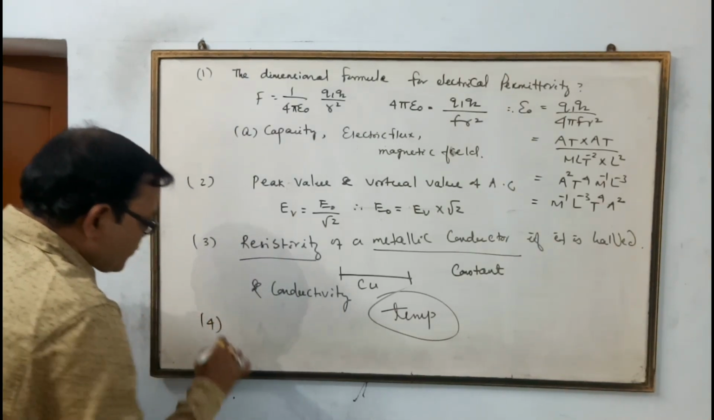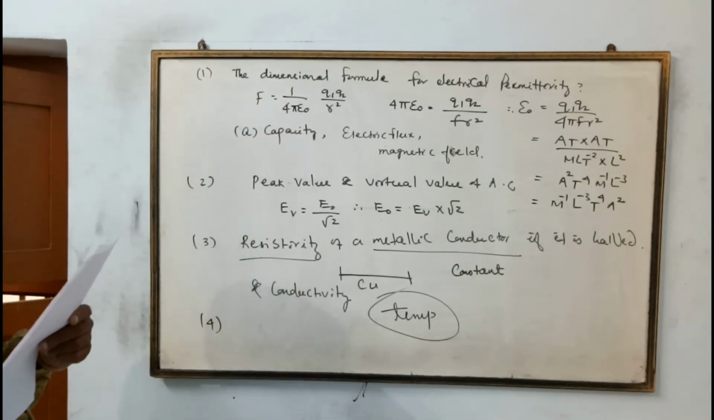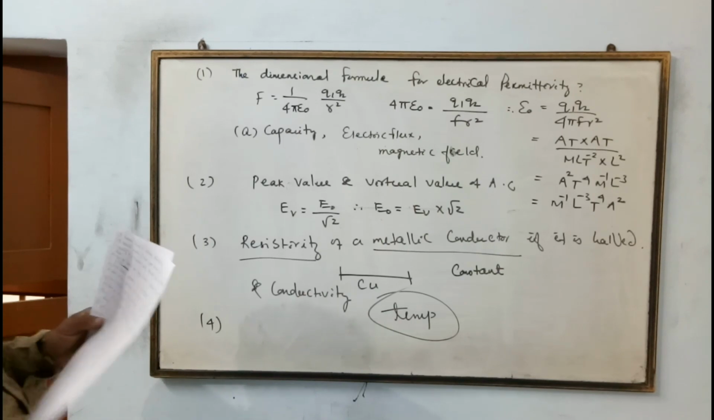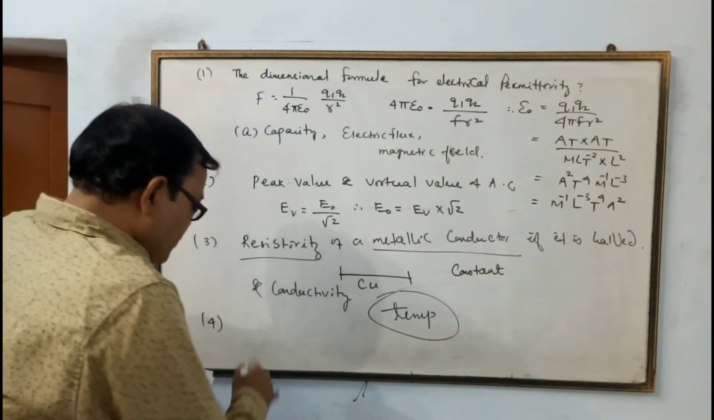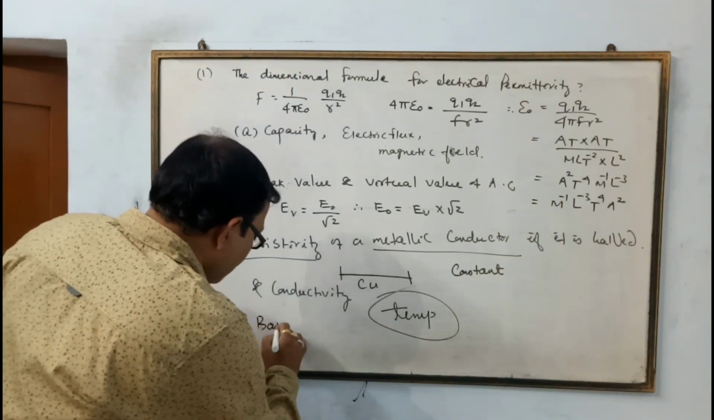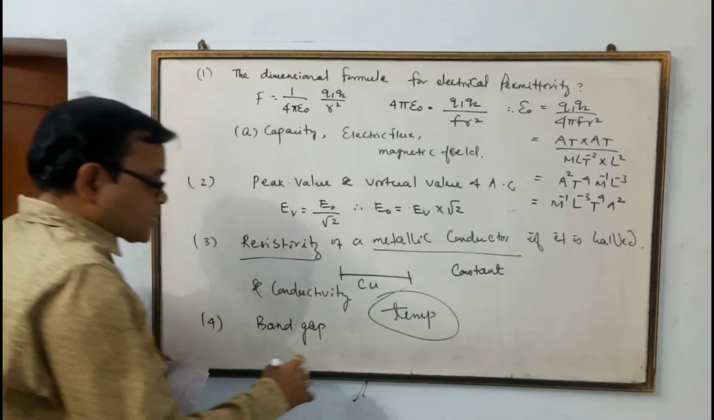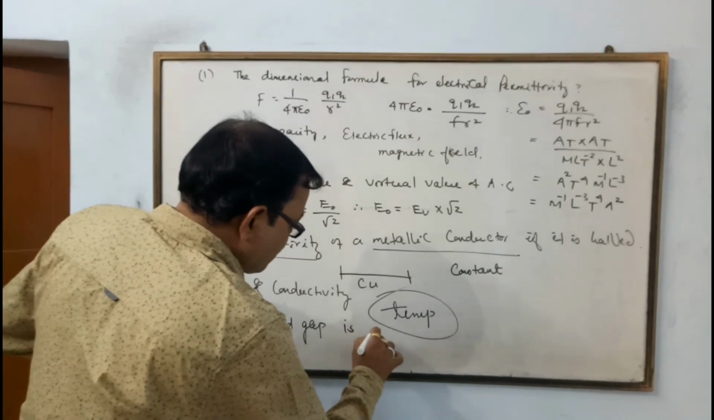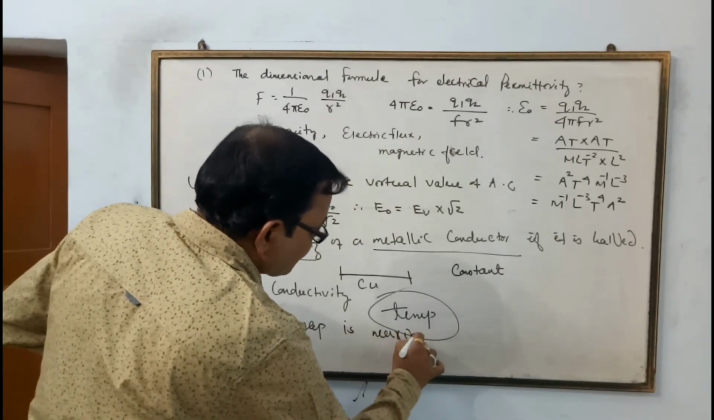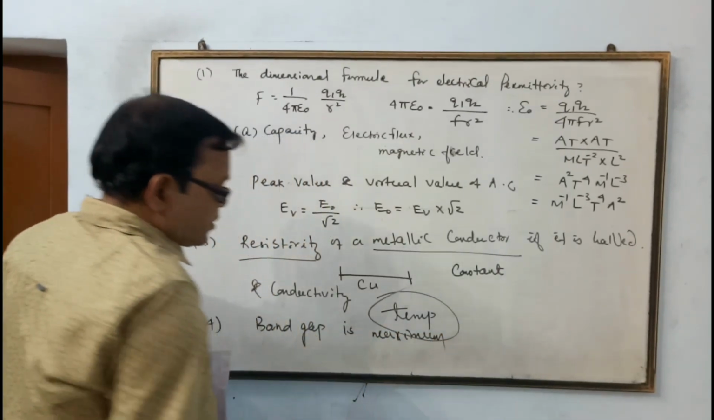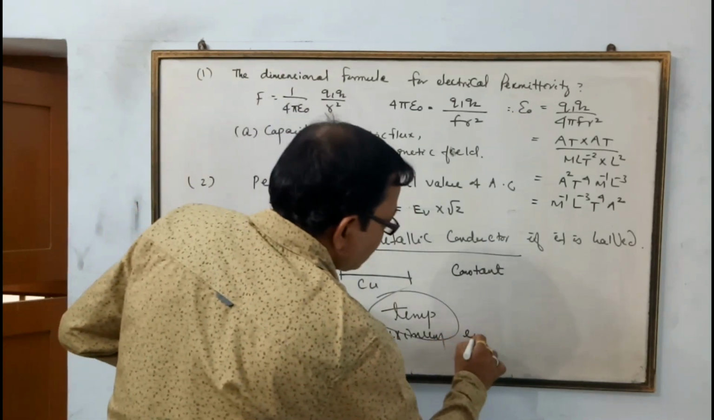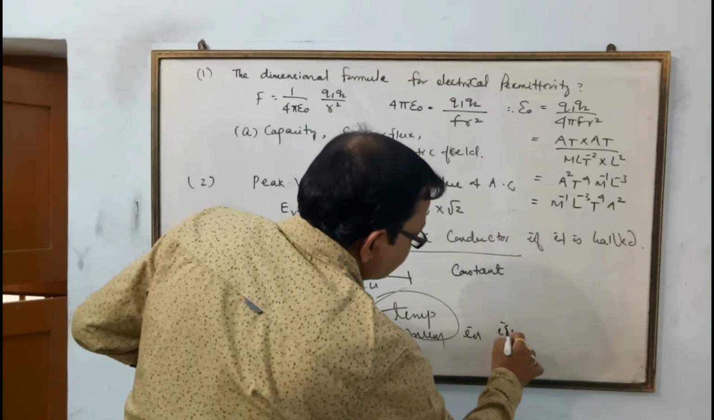Question number 4. What is the band gap? Band gap is maximum in dash. It is a purely theoretical question. Band gap is maximum in insulators.